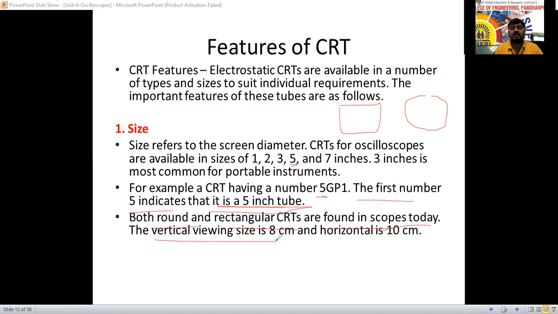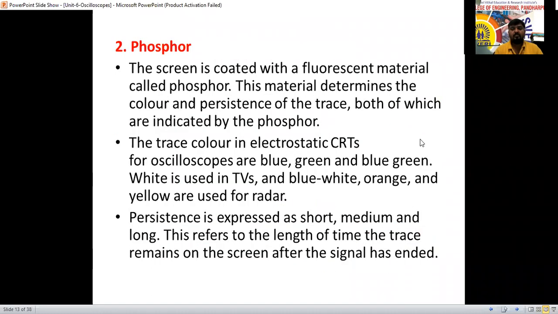The vertical viewing size is 8 centimeter and horizontal is 10 centimeter. So 8 into 10 is the size of that tube we are using here now. This is one feature of the CRT here. The second one is the phosphor.